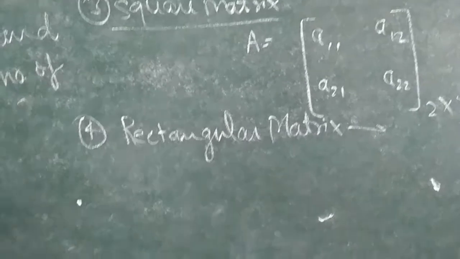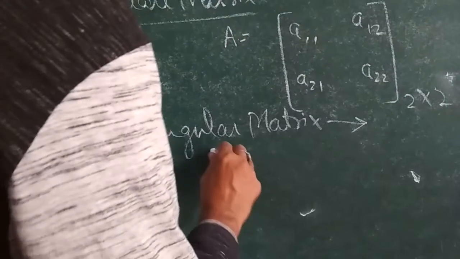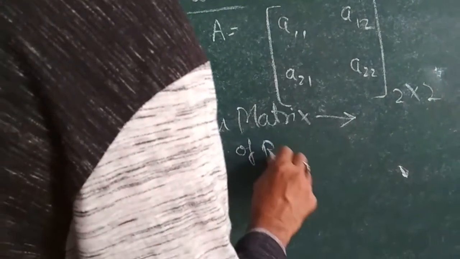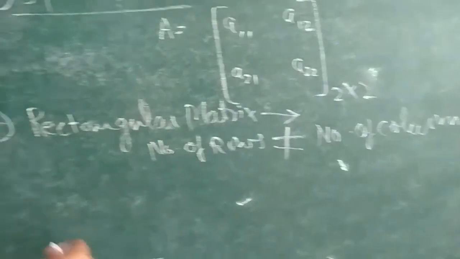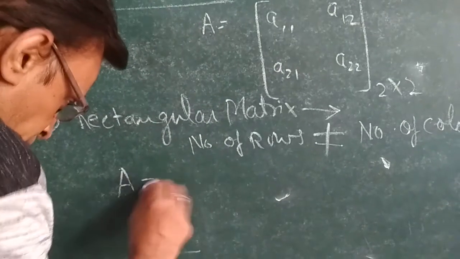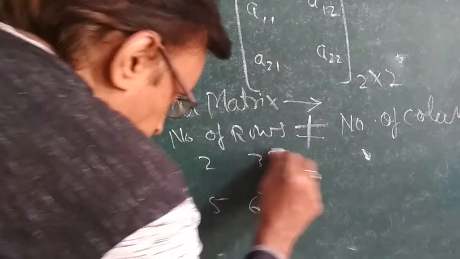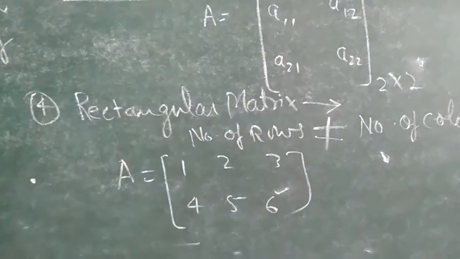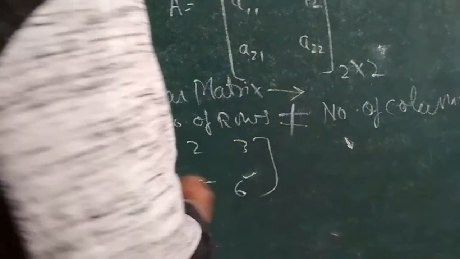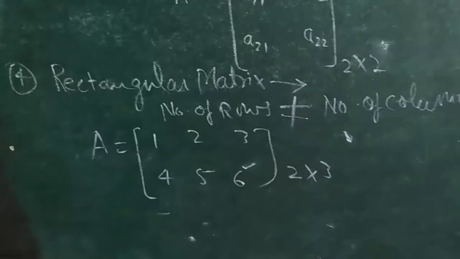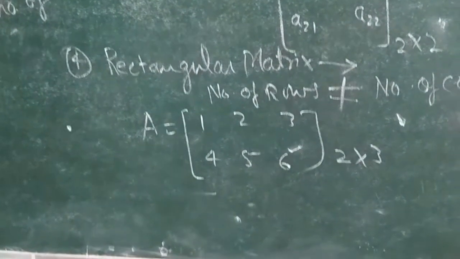In this matrix, the number of rows and the number of columns are not the same. Number of rows is not equal to number of columns. So what is formed? Let it be like this. This is your rectangular matrix. It has how many rows and how many columns? 3 columns and 2 rows. 2 by 3. What is the order? 2 by 3.